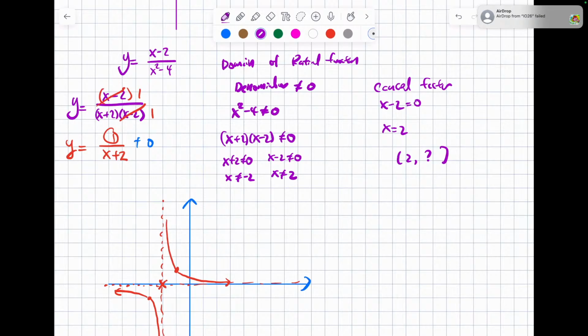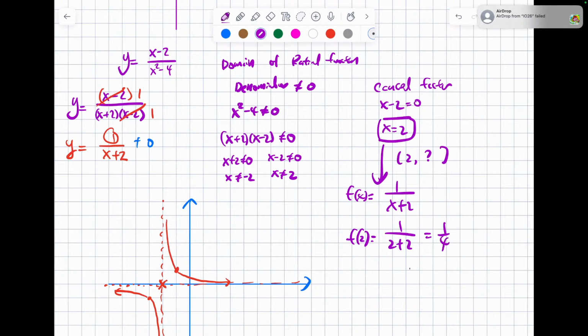Plug into where? The simplified one, not the old one. So you plug into the simplified one, which is 1 over x plus 2, the new f of x. I'm going to plug in 2 in there. So it'll be 1 over 2 plus 2, which is 1 over 4. So it'll be 2 comma 1 over 4. Is that okay? Yes. So here, this is 1 over 4. This is actually a hole right here. This hole is going to be 2 comma 1 over 4. And this is the graph.